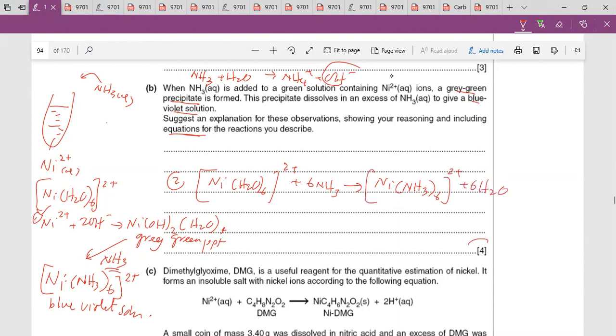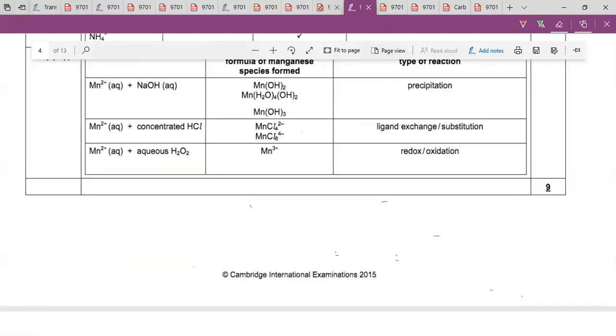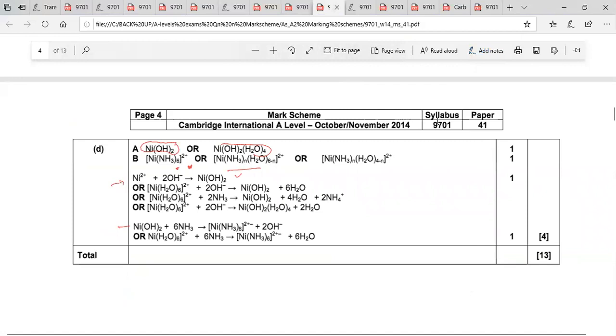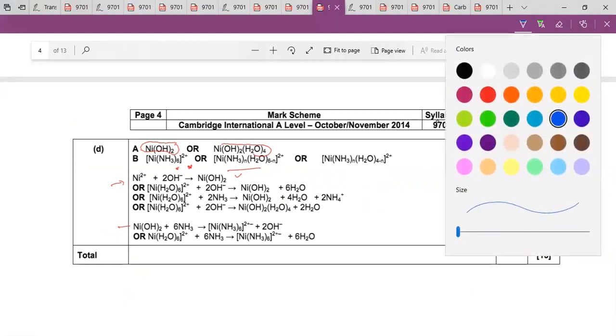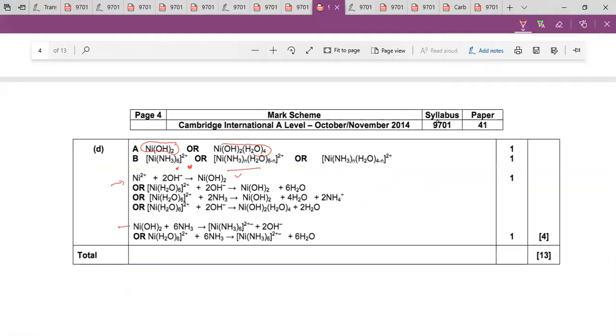Now let's say you got 4 marks here, beautiful 4 marks here. What do they want of you? Okay, here we are. All right, see now. All right, now nickel hydroxide. Remember the green color is in it, right? The green PPT is in it. Yeah, it's okay. 1 mark.